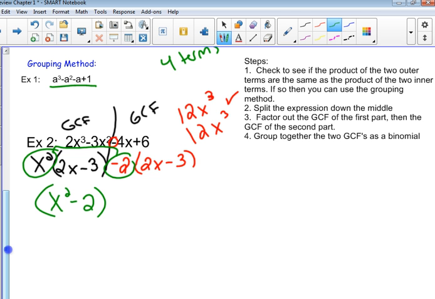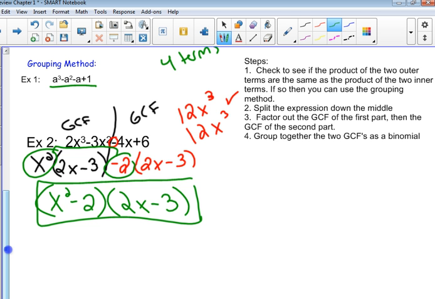And then 2x minus 3. Okay. Can we double bubble this one again? x squared minus 2. Because of the 2, right? We can't, because it's not a perfect square, so we can't do anything else. This is it. How's grouping method for you guys? Good.